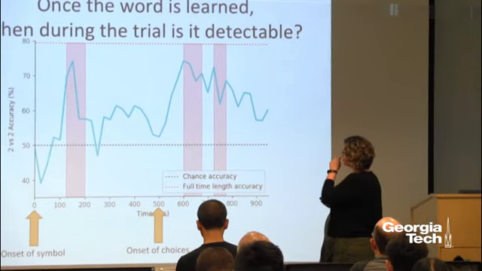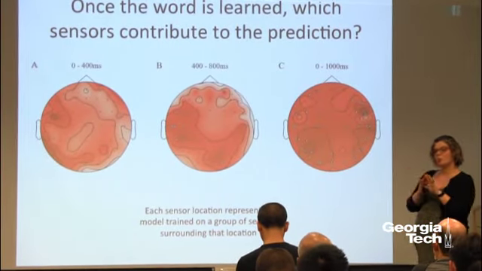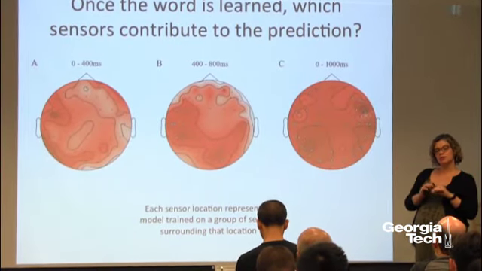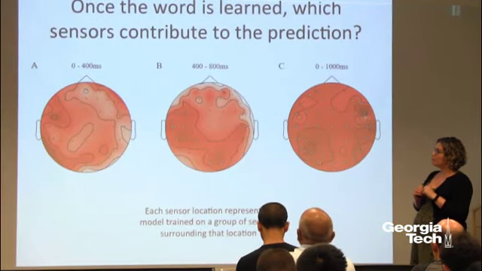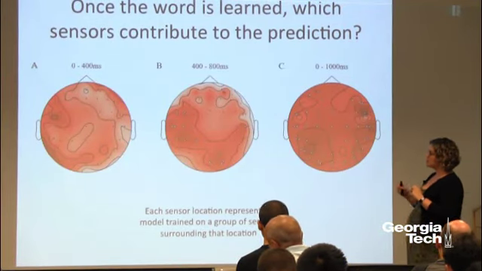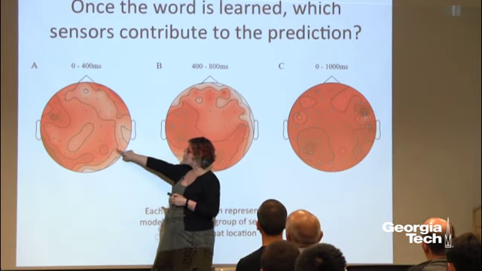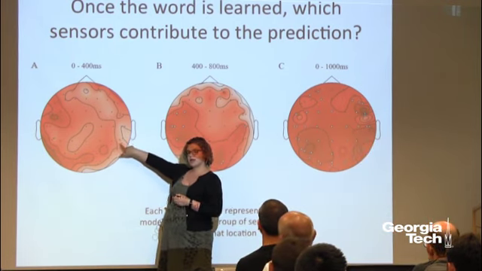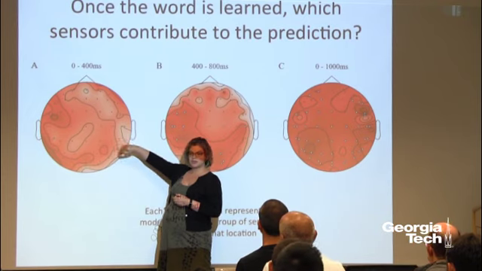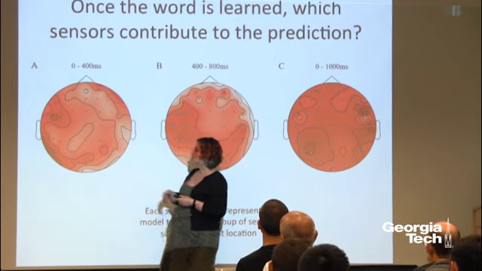Okay. So we're also interested in where in the brain this signal is showing up. At what EEG sensors do we see this representation? Here, each one of these points represents an EEG sensor, and we're using not just that sensor, but all of the sensors in its immediate neighborhood in order to train the model.